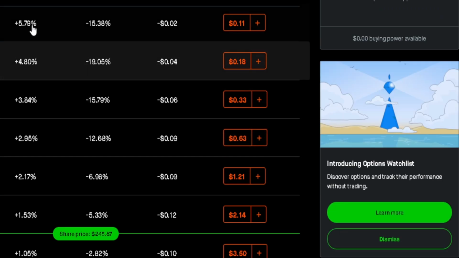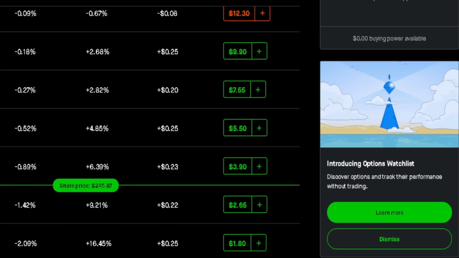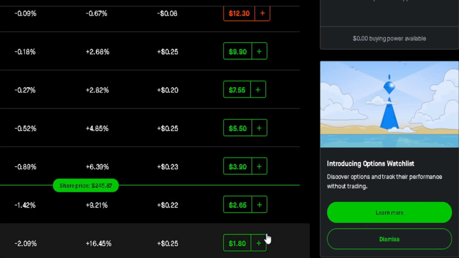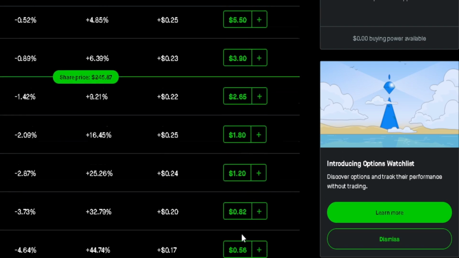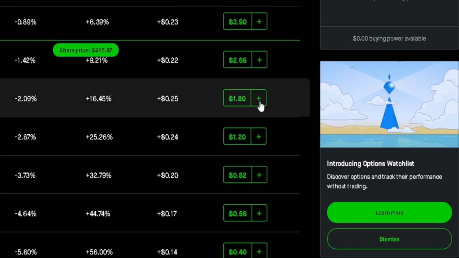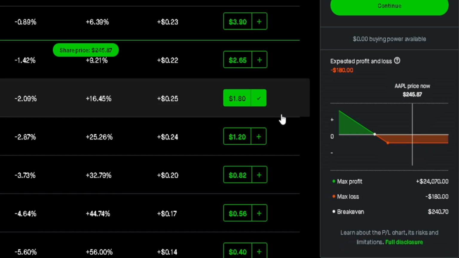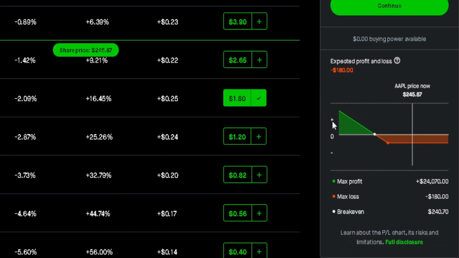Now, if you are thinking that the stock is going to go down in price, you can do the opposite. You can buy a put. And let's take a look at this one here at $242.50. So you would pay $180. And in this case, the break even, or the strike price minus the premium, means that it would need to go down to at least $240.70, and then you would start making profit.